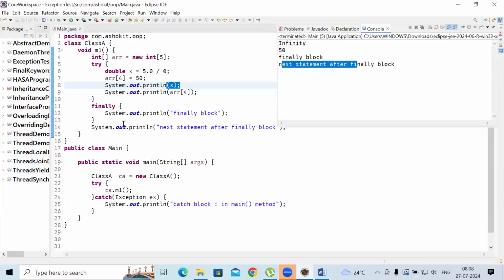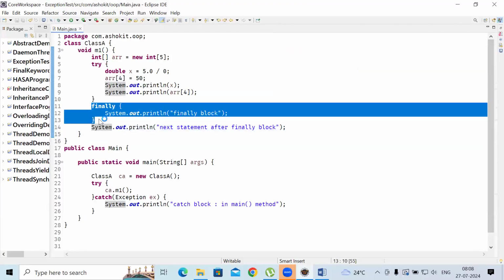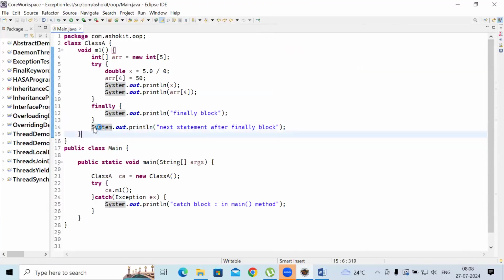So the question is, if you write a statement after the finally block, will that statement be executed or not? We cannot say directly yes or directly no, because this question has both answers, a dual answer.